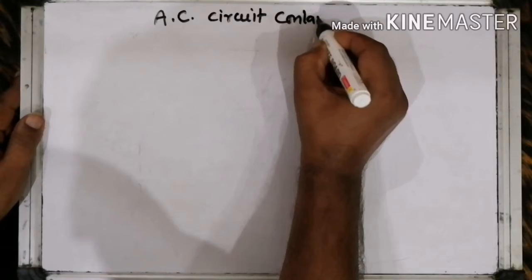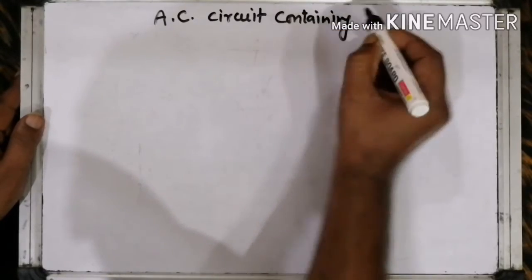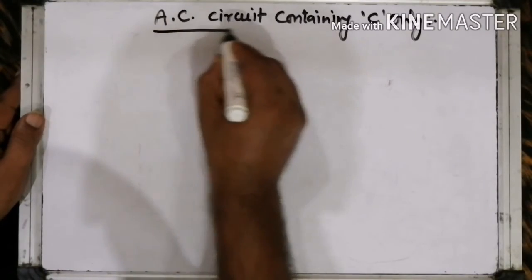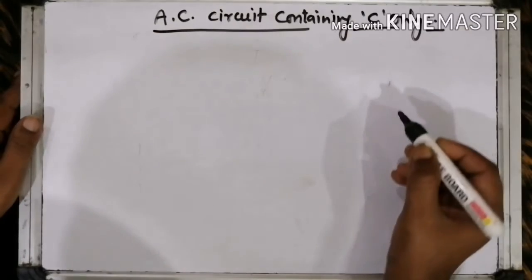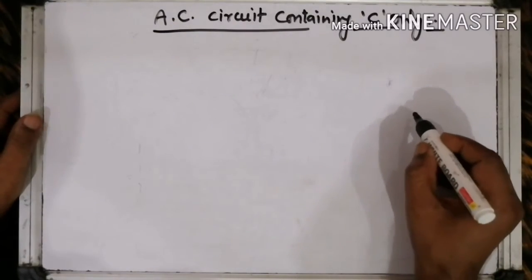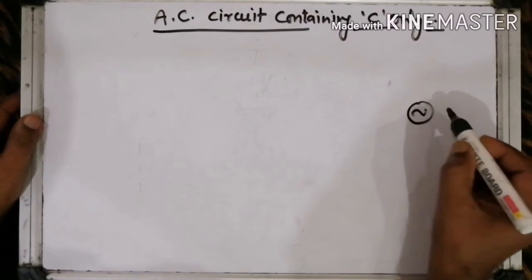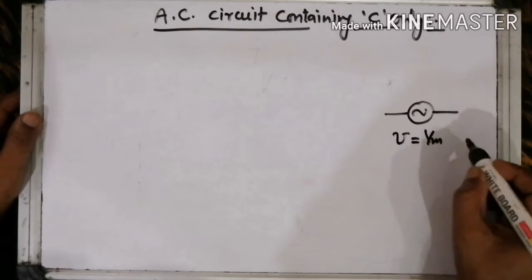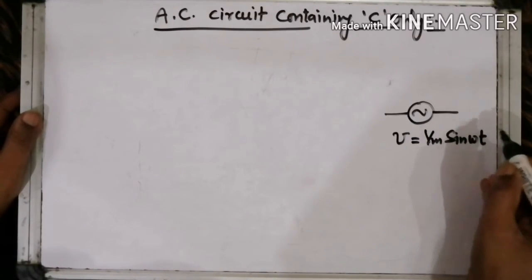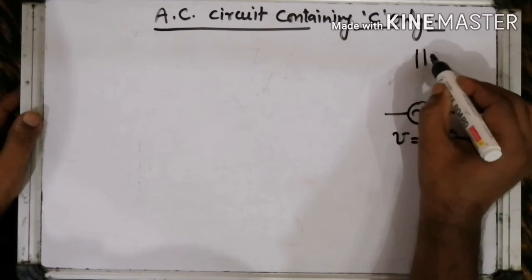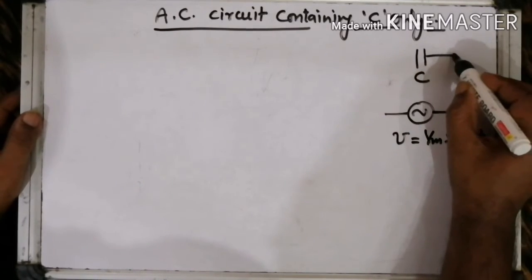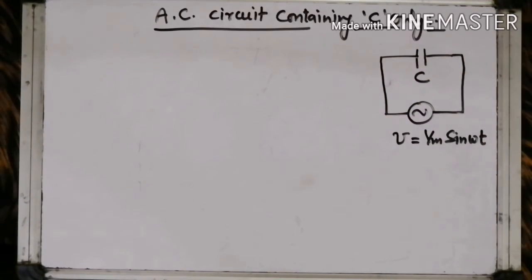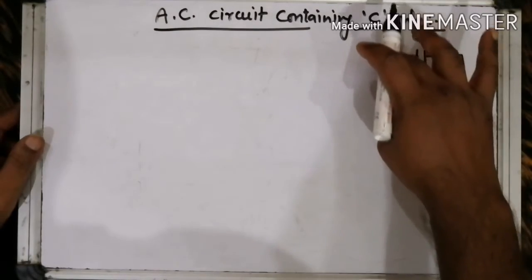Containing capacitor only. Here, first of all, the circuit. This one is the AC source having voltage V equal to V maximum sin omega t. And this one is a capacitor which is connected across the voltage source, right?